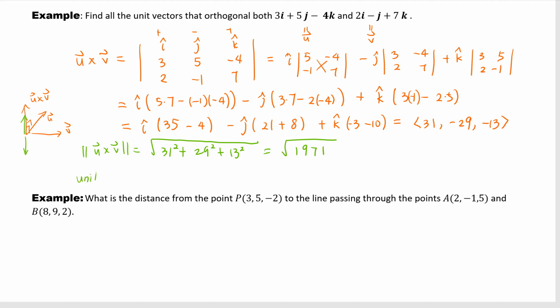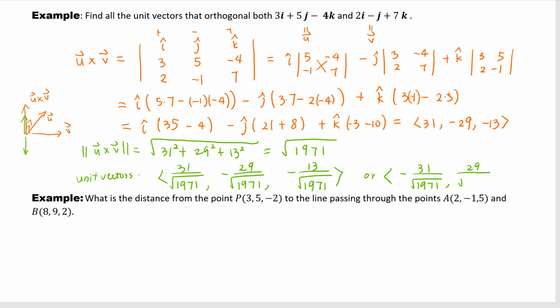Okay, then what are the unit vectors? So there are 2 unit vectors. One is this whole vector divided by the length. So we have 31 over square root of 1971, minus 29 over square root of 1971, minus 13 over square root of 1971, or the opposite direction. So we just flip the sign of each of the components. So this guy becomes plus, and this guy becomes plus.